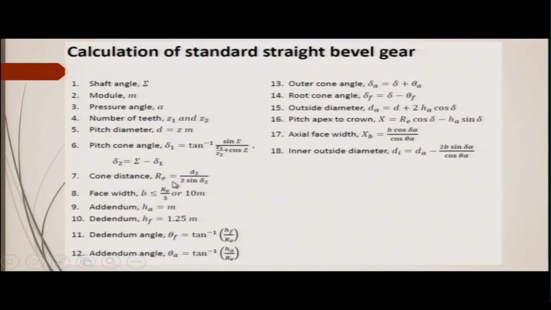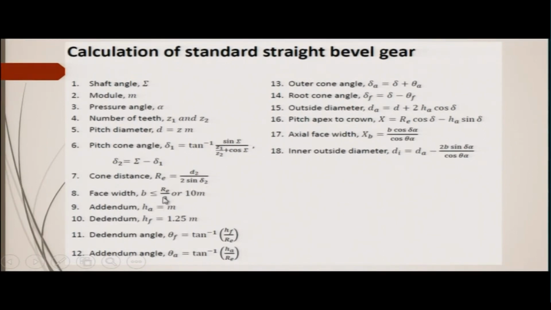Cone distance is Re, which is D2 divided by 2 sine of delta 2. Delta 2 is here, for the other gear, and D2 is the pitch diameter of the output shaft. So, D1 is for the input shaft and D2 is for the output shaft. The cone distance Re is given by this formula, D2 divided by 2 sine of delta 2.